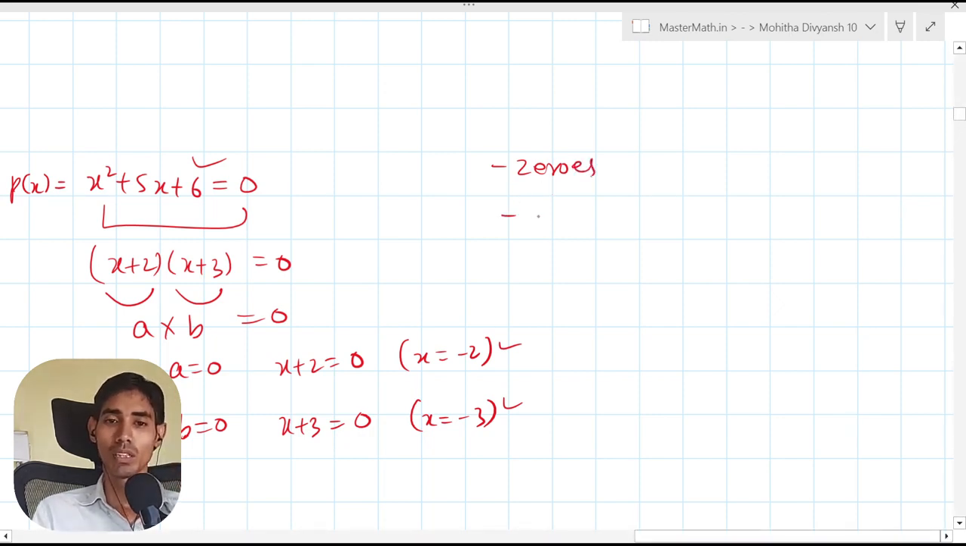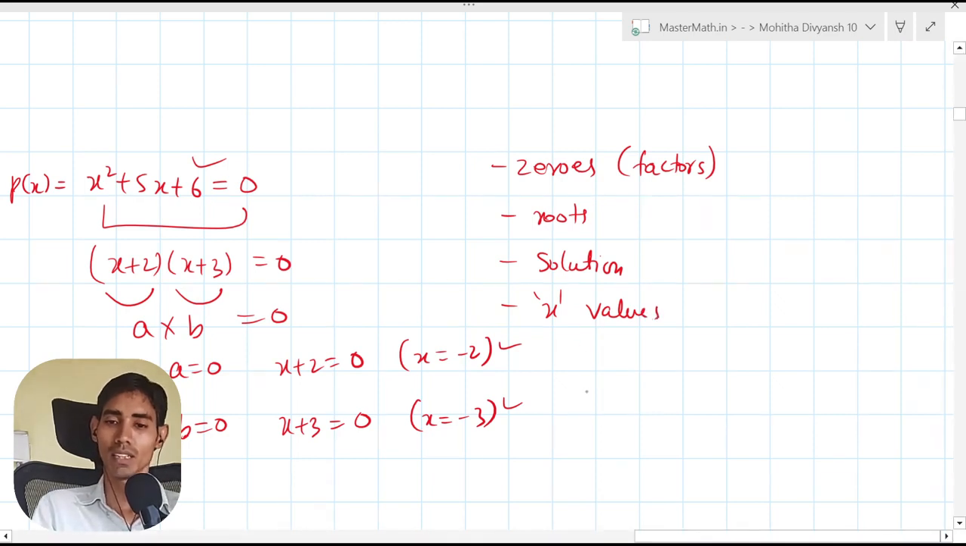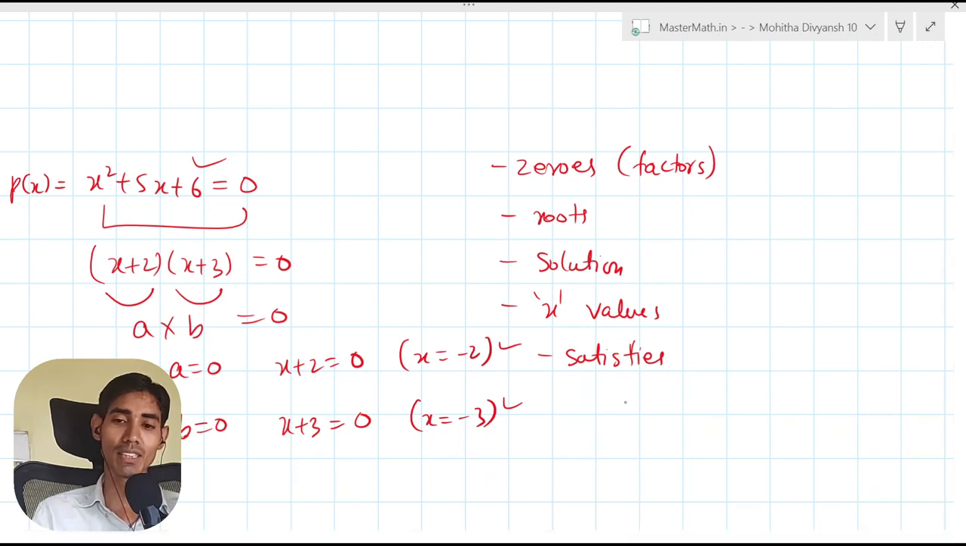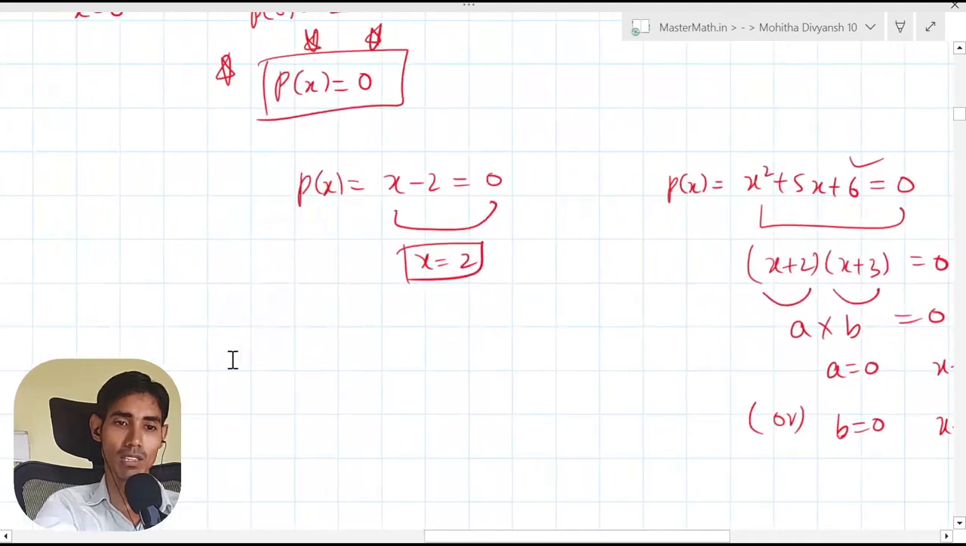So zeros, roots, solution, and for that matter factors also, because factor is related to zeros. If you get the factors, you get the roots, and the x value. So all these things, x values, solution, roots, zeros, are basically the same thing. Or what value of x would satisfy this equation. That's again the same thing, we are asked to find the x value.